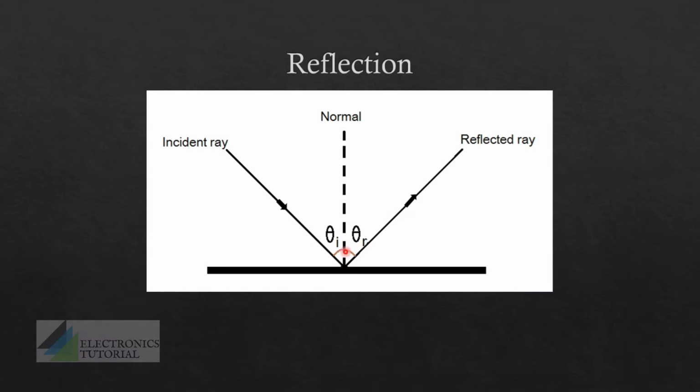In order to measure the angle, we can consider an imaginary axis perpendicular to this boundary. Now we can say that this is the angle of incidence and this will be the angle of reflection. And the most attractive feature is that when reflection occurs, the angle of incidence and the angle of reflection will be equal.